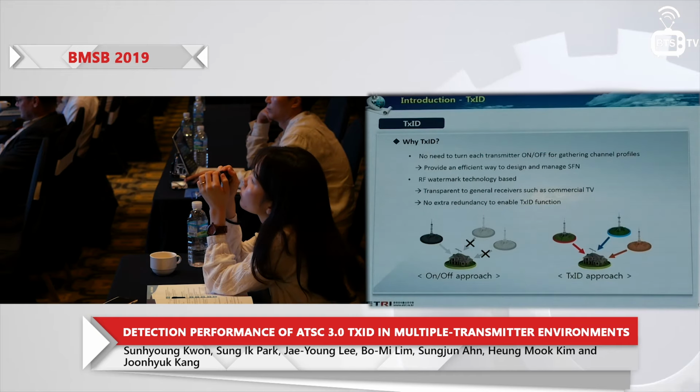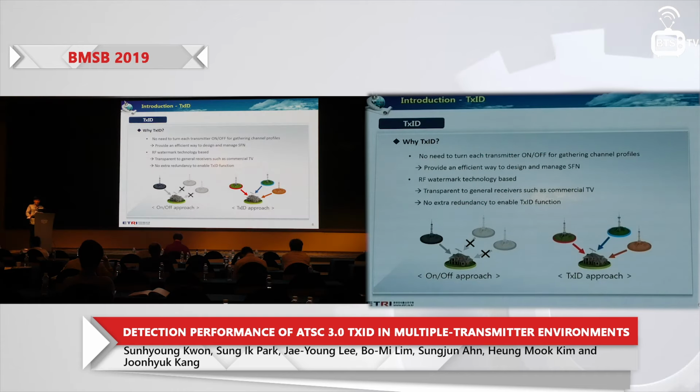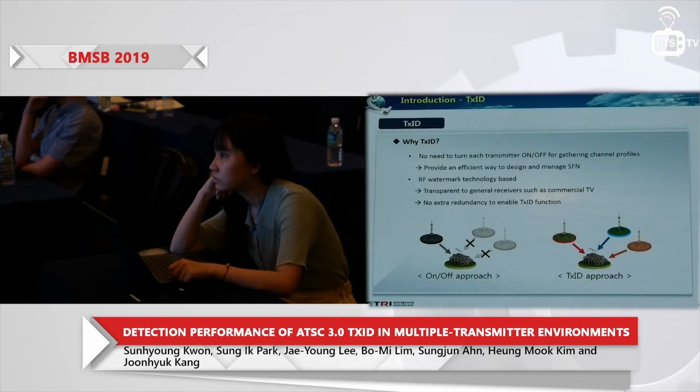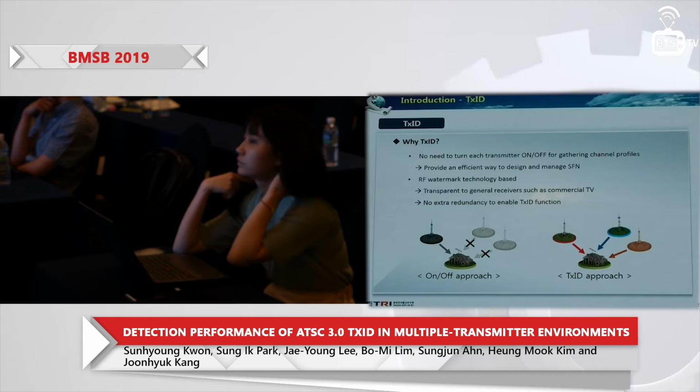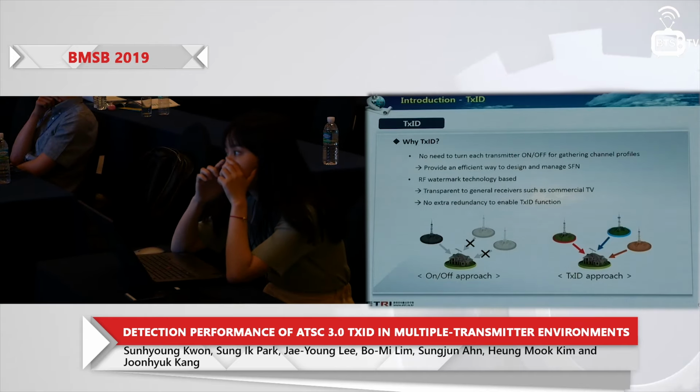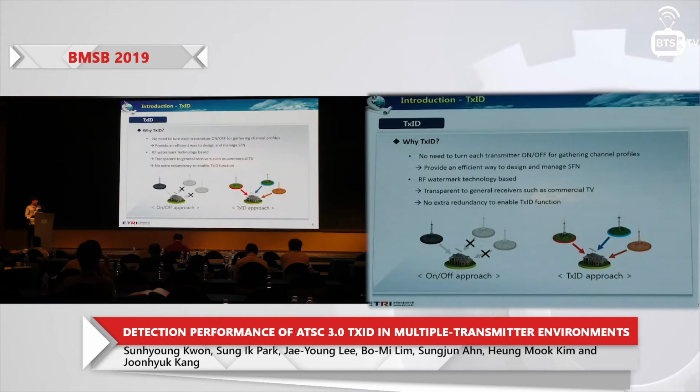In order to overcome this kind of inconvenience, ATSC 3.0 has adopted TxID technology. This technology is based on RF watermark technology. In other words, the TxID signal is transparent to general receivers, such as commercial TVs. Moreover, there is no additional redundancy in terms of data rate, even if TxID is on.